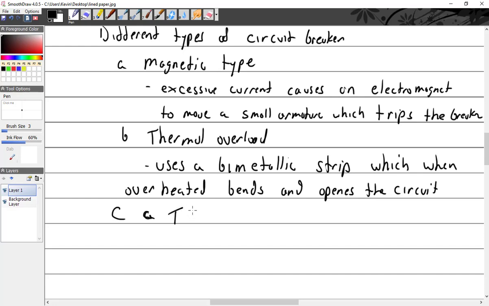What happens when it cools down? It resets? It's not automatically resettable. Once it pops open, it's open. If it's still really hot and you try to push it back in, it's just going to pop back out. So it has to cool down.